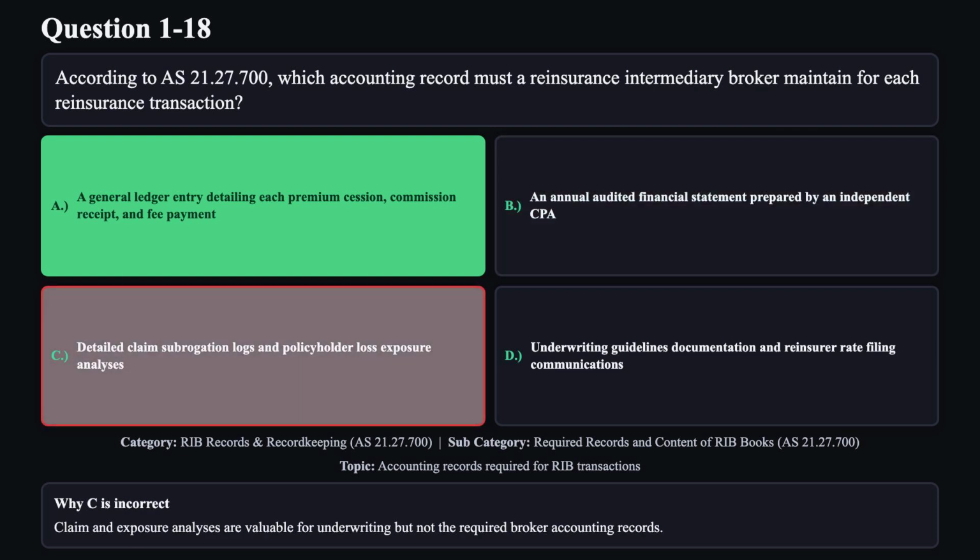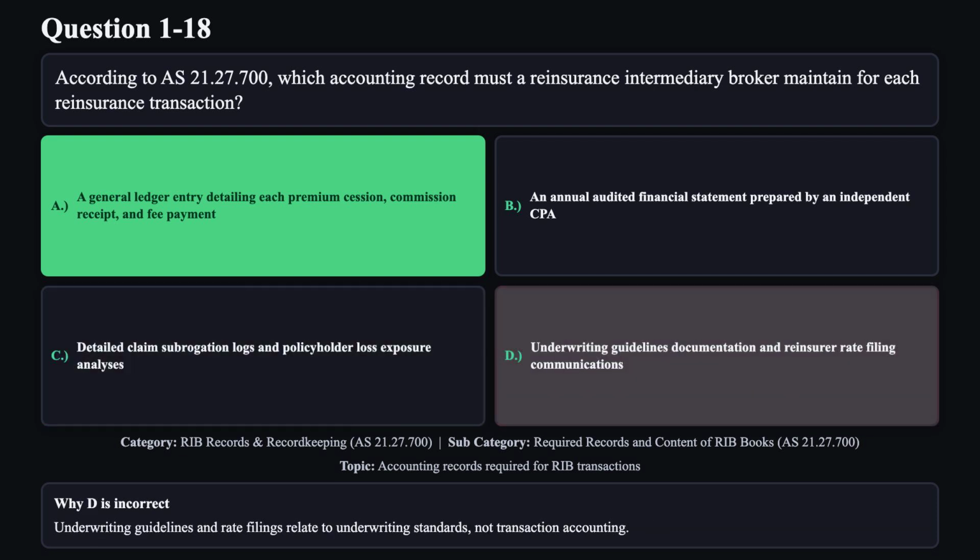Reason C is not correct. Claim and exposure analyses are valuable for underwriting, but not the required broker accounting records. Reason D is not correct. Underwriting guidelines and rate filings relate to underwriting standards, not transaction accounting.